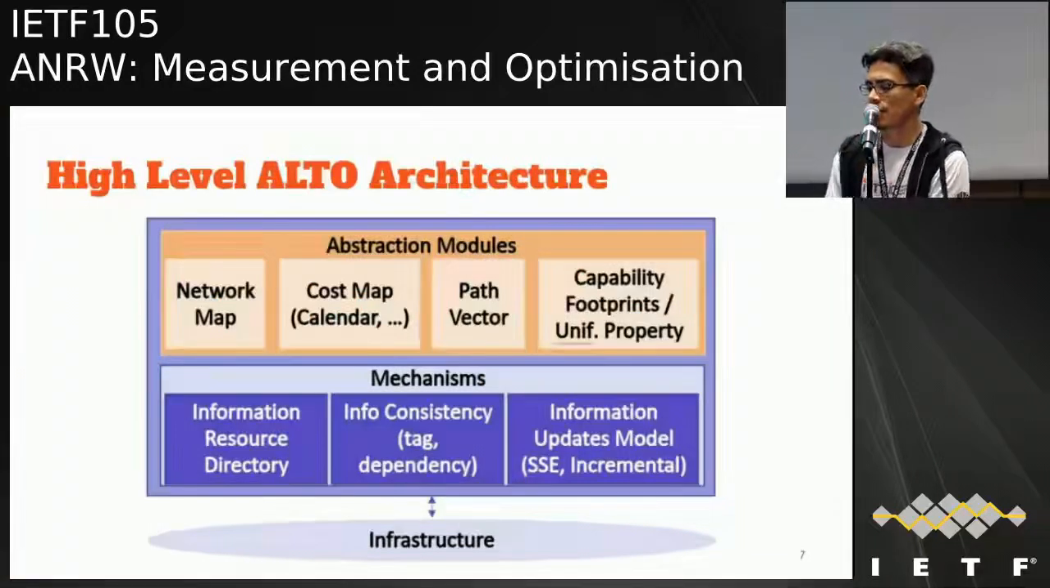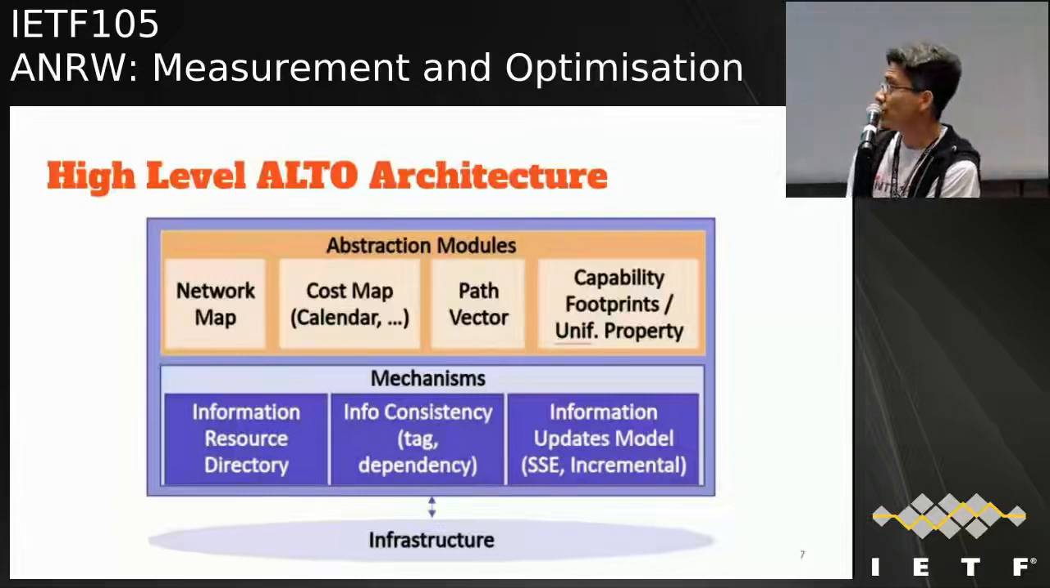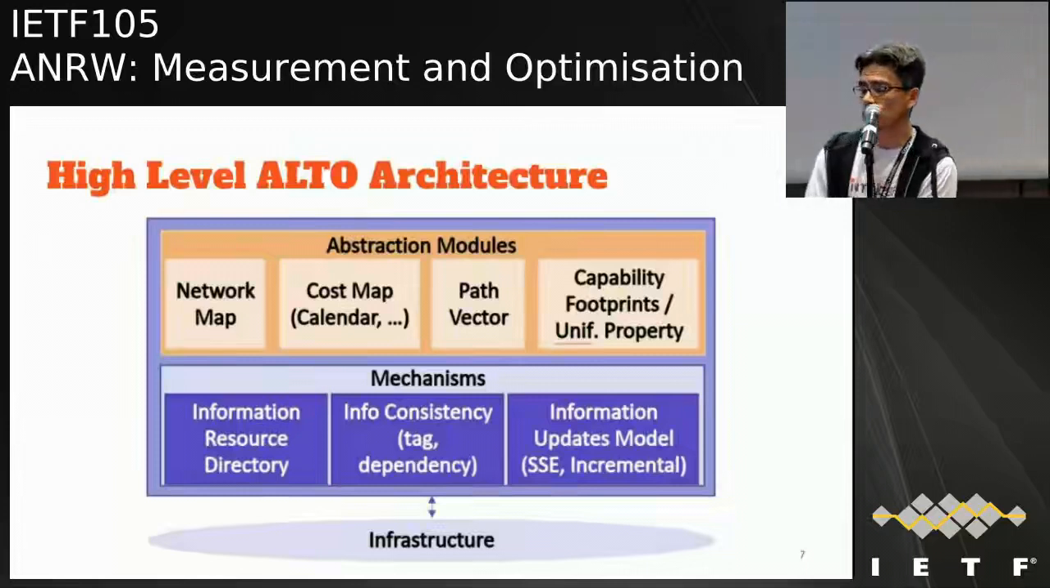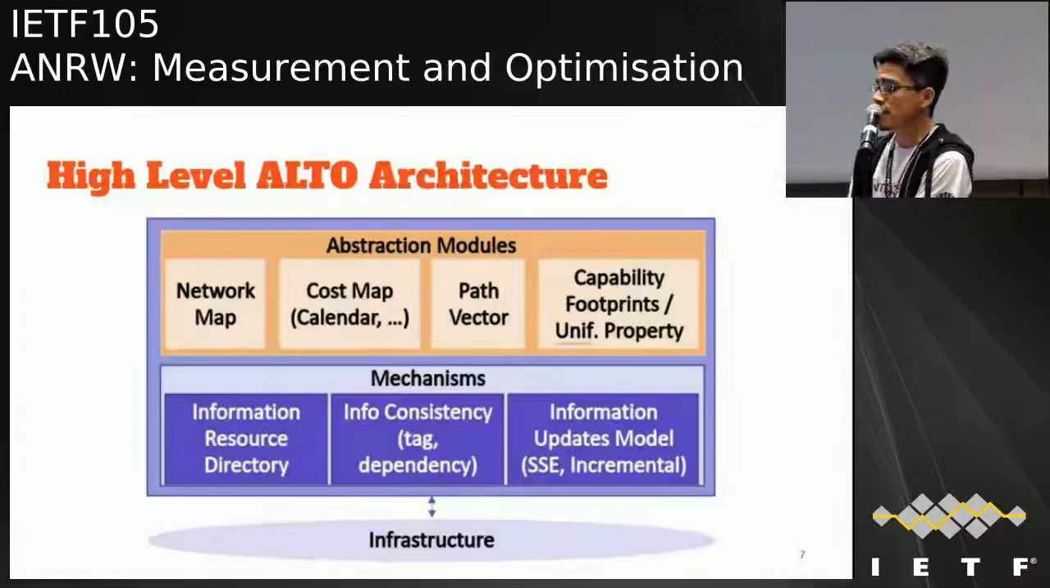Currently, ALTO provides a generic architecture to provide network information for applications. In this picture, we have a high-level overview of key ALTO mechanisms and abstractions. For example, among the ALTO mechanisms, we have the information resource directory, which provides information about the available information resources. We have information consistency to specify the dependency between different information resources. We have an information update model to support control, push, and incremental updates of the information resources.